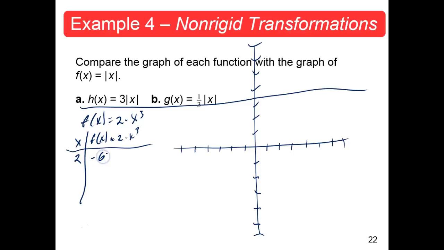Okay. Give me another X. 1. Okay. What would that give you? 1. Very good. Give me another X. 0. Where'd you get that? Okay. You plug a 0 in for X. 0 cubed is? 0. 2 minus 0 is? 2. Okay. Positive 2. Give me another X.